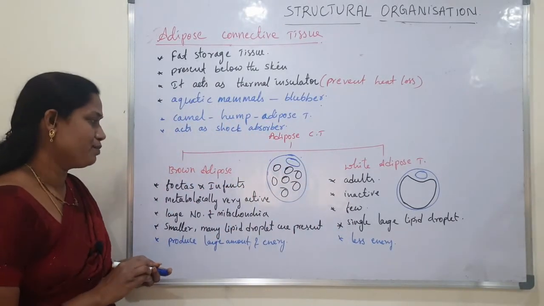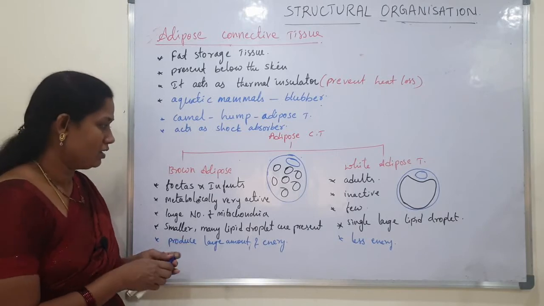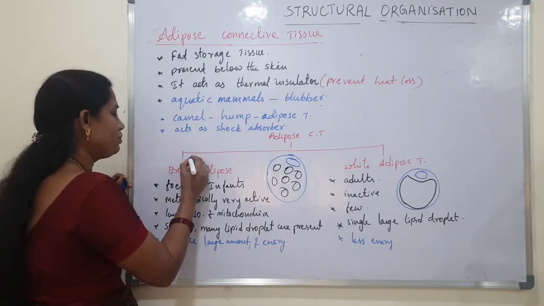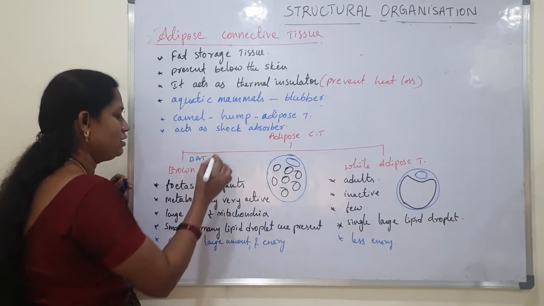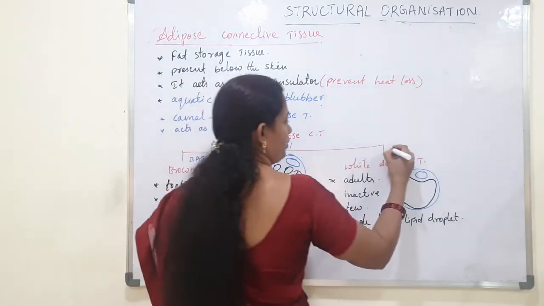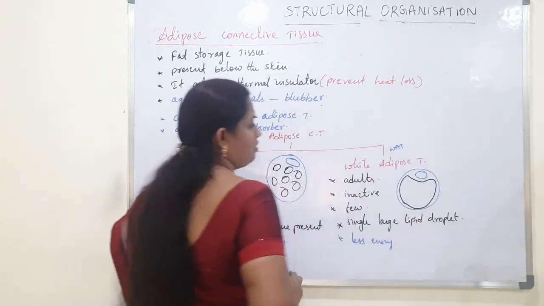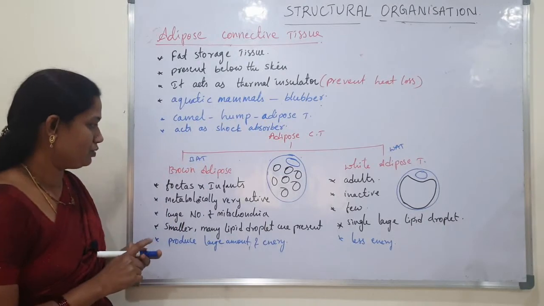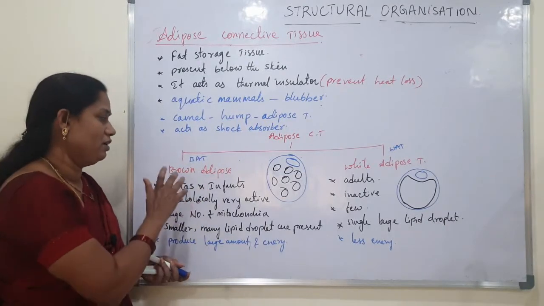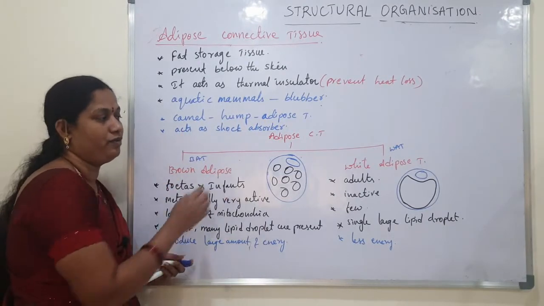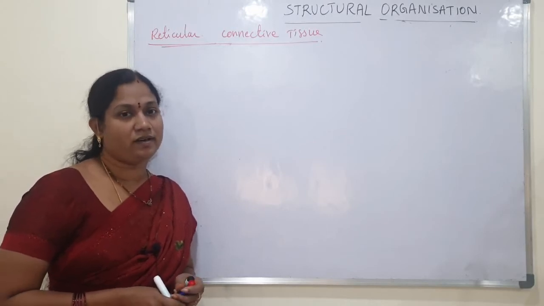So this is brown adipose tissue and white adipose tissue. Brown adipose tissue is also called BAT, and white adipose tissue is WAT in short form. So the differences are important. Next, reticular connective tissue.